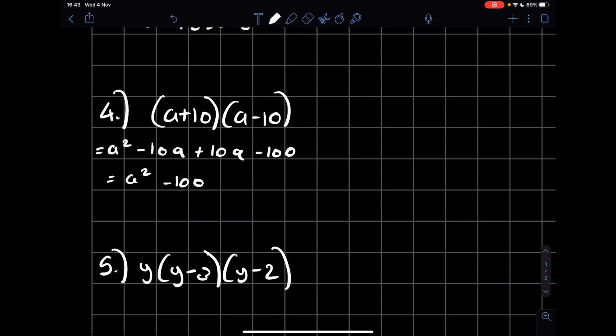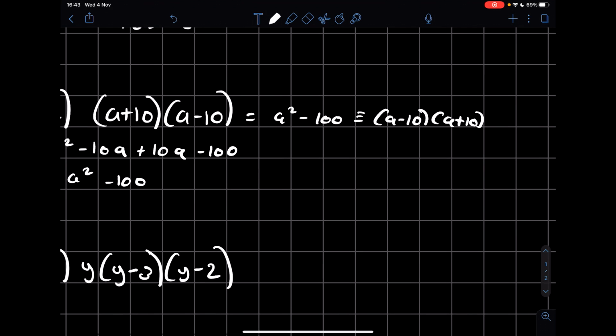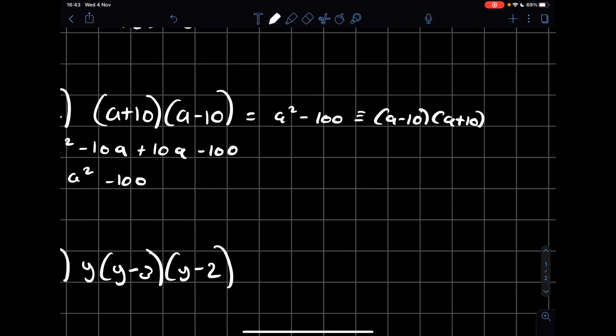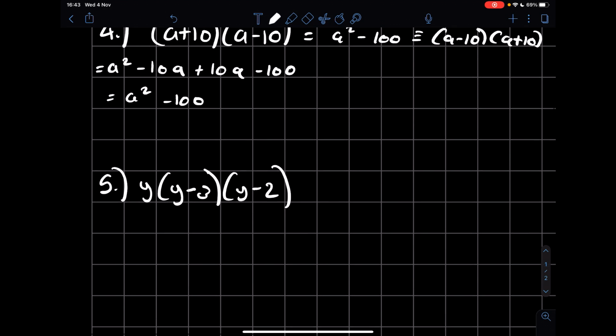If you actually look at this, this is the difference of two squares. So a squared minus 100 is identical to a minus 10 times a plus 10. I'll teach you more on this in the later tutorials on how to solve quadratic equations, but you don't need to know this for now, so don't worry.